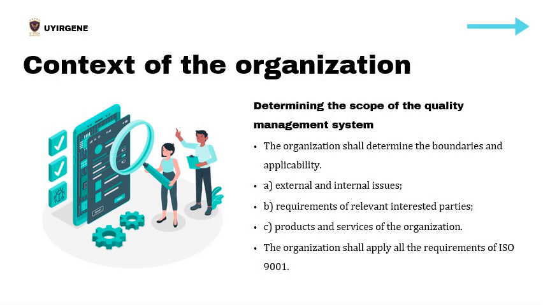Determining the scope of the quality management system. The organization shall determine the boundaries and applicability of the quality management system to establish its scope. When determining this scope, the organization shall consider the external and internal issues, the requirements of relevant interested parties, and the products and services of the organization. The organization shall apply all the requirements of ISO 9001 International Standard, if they are applicable within the determined scope of its quality management system.